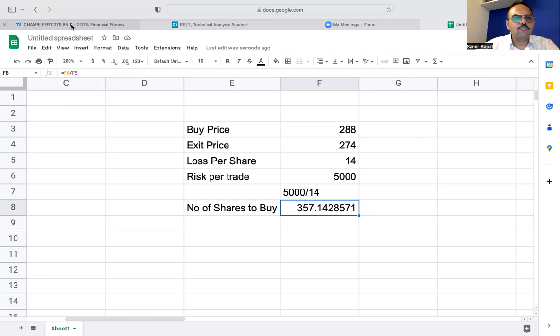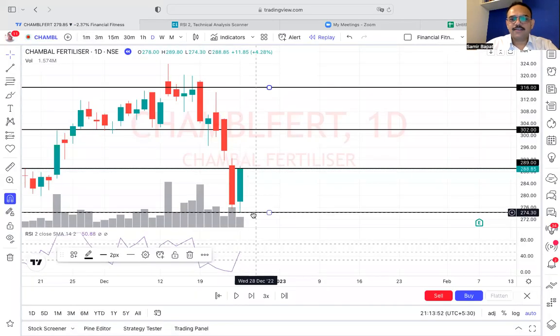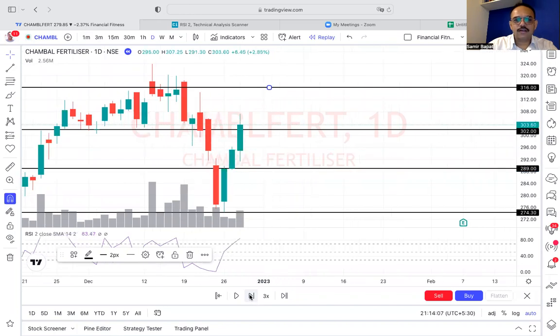Now we have entered here, we have decided our exit, and we have decided how many shares, so we are going to buy 357. My target one is here. If you are a beginner, you can try to exit at target one. Let's say I enter the trade and on the second day it reaches my target, I can exit all 357 shares. I will exit in 2 days and come out. So how much money will I earn at target one? When it reaches target one, how much money will I earn?